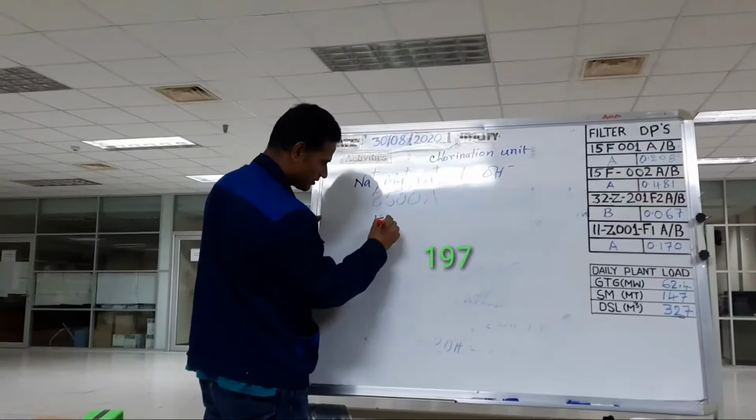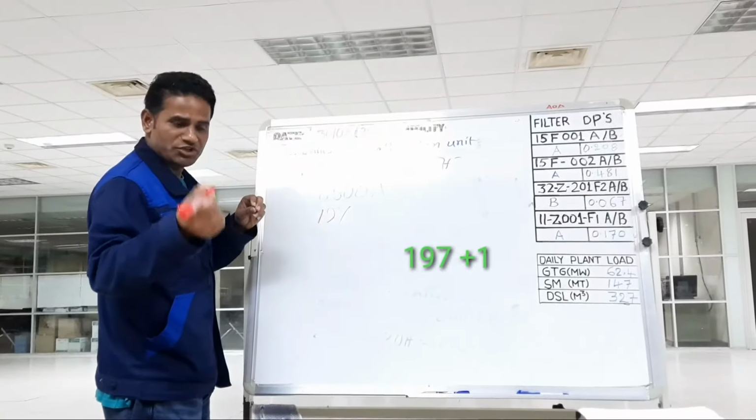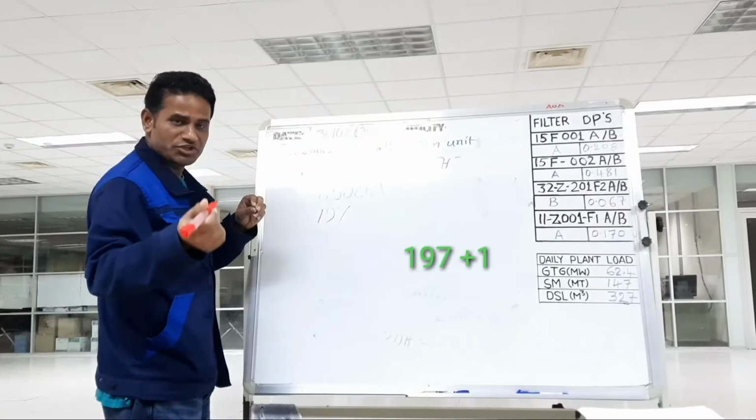Now total how much flow is added to the hypodosing storage tank? From the hypochlorite generator we are getting 197. Okay, from the continuous dosing pump discharge side, for breaking down the bubbles, how much quantity we are getting? 10 meter cube. So total how much? 197 plus 10, how much? 200. So our total stored in the hypodosing storage tank is 207 meter cube.